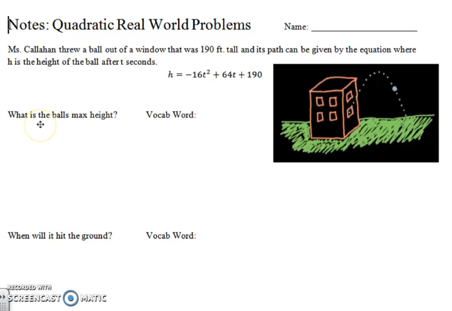Okay, and I'm trying to figure out what is the ball's maximum height. So first thing, you need to kind of know your vocabulary. So max height we know is going to be the vertex. Now, this form is in standard form, which means it's not in vertex form. I can't find the vertex really easy. So if you remember, to find the vertex, you need to do this equation, which is x equals negative b over 2a. So that's coming back. So we're trying to find the vertex.